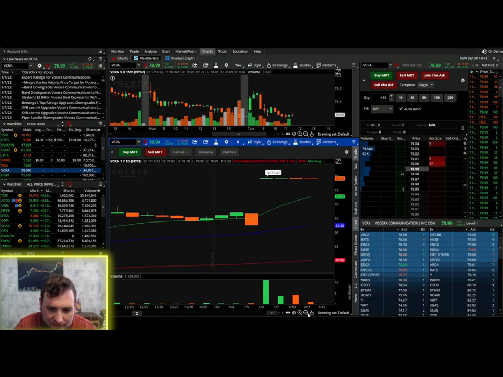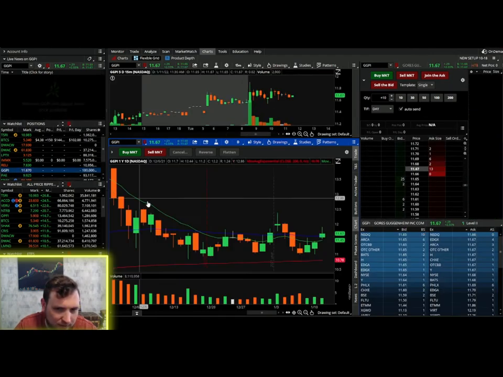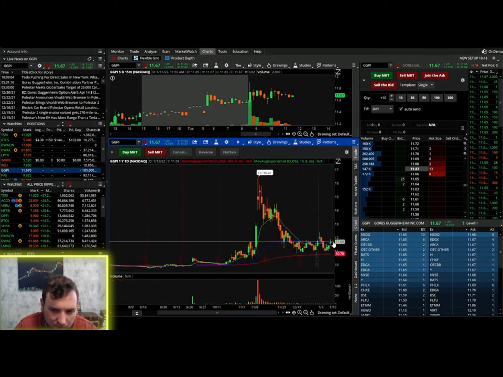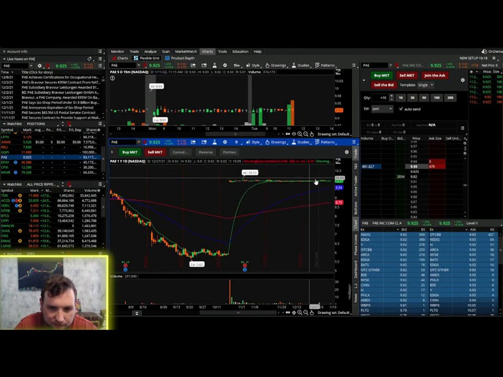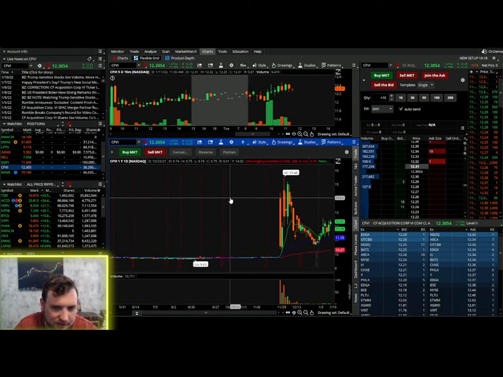VCRA, this one is above all EMAs, but it's just flatlining sideways, so no reason to look at it. A flatline like that over 3 or 4 days, especially after a gap up, not much volume going on there. GPPI, this one is above all three moving averages, so we could leave it on. PAE, another flat line, we can take it off. EPAY, another flat line, we can take it off.